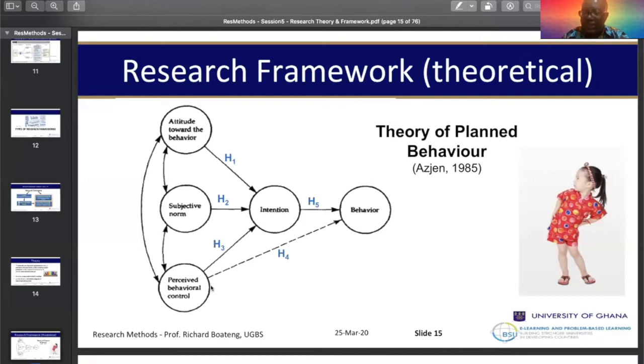So we have an understanding of what a research framework is, and we have also been able to explain the dimensions of a theory in this particular scenario. Within the theory, you have the constructs: intention, subjective norm, behavioral control, and behavior. Then you have the relationships between the constructs. Attitude has a relationship with intention. Subjective norm can influence intention. Behavioral control can influence intention and can also influence behavior. You can see that happening here. Okay, so let me continue.